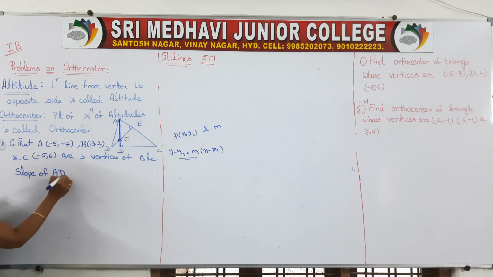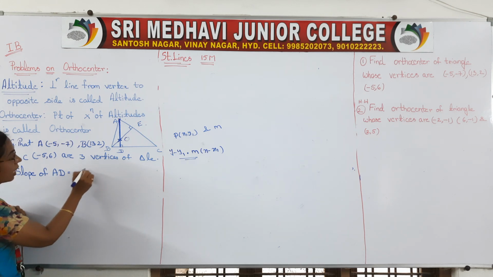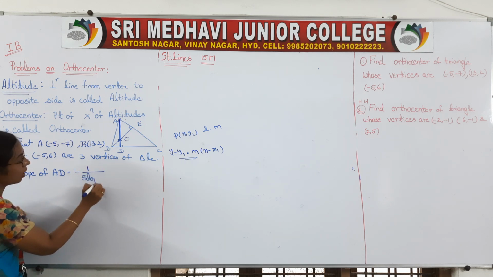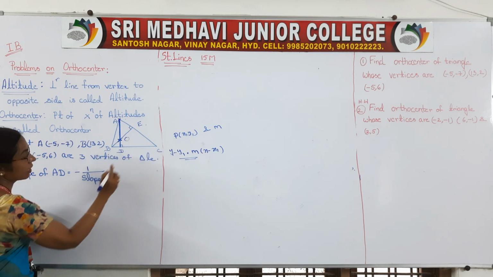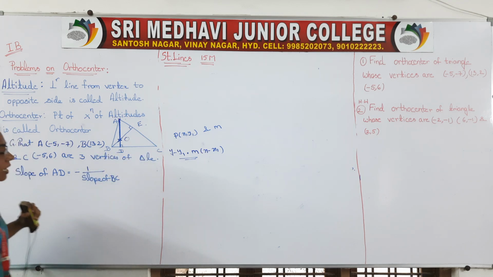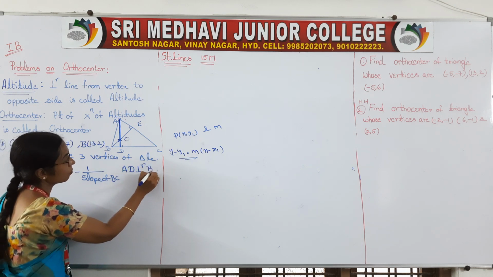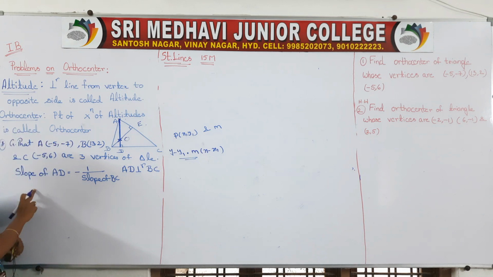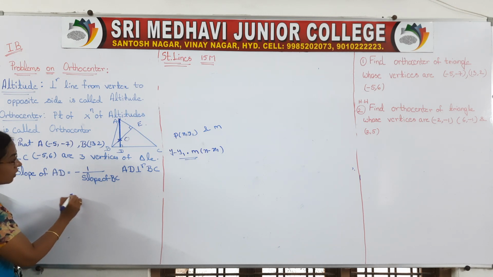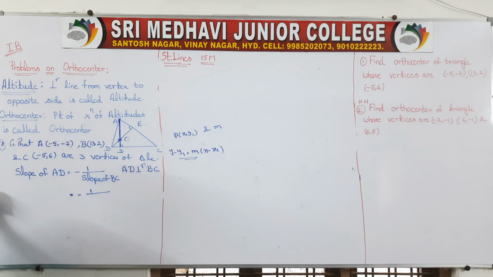Slope of AD is equal to minus 1 by slope of its perpendicular line. What is it? BC. Why? We know that if AD is perpendicular to BC, if two lines are perpendicular, slope of one line is equal to minus 1 by slope of another line. It is a formula again. If two lines are perpendicular, slope of one line is equal to minus 1 by slope of another line. So it is equal to minus 1 by slope of line.